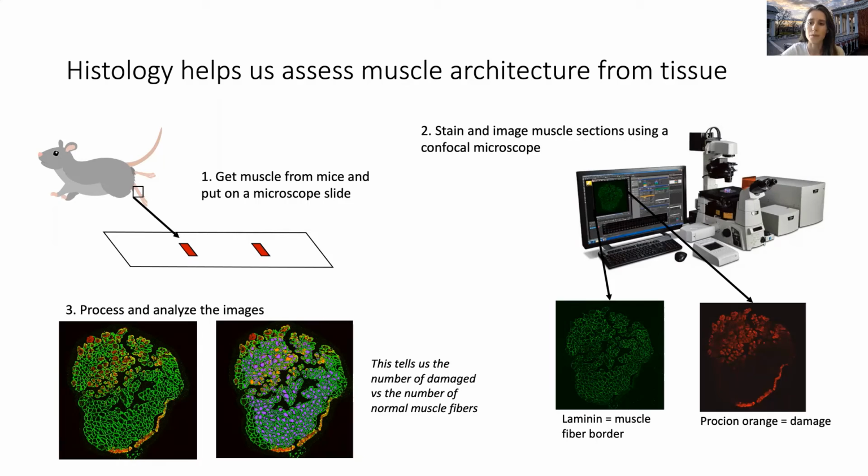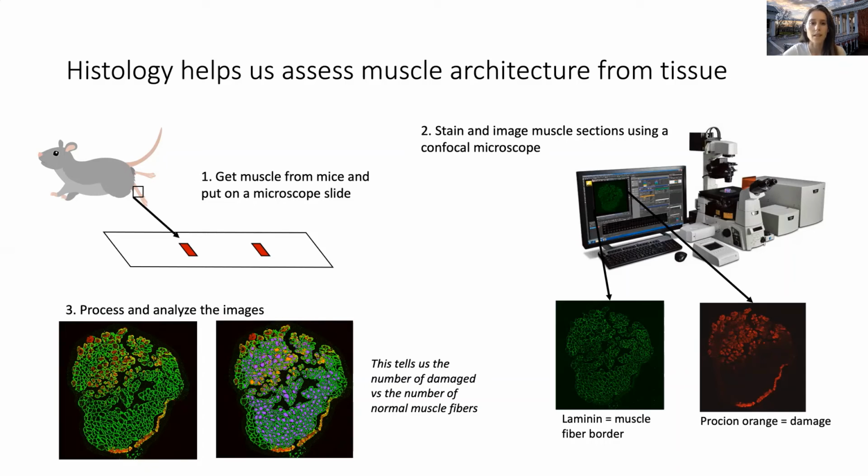So in this example, we'll look at mouse muscles, specifically the soleus, which is a muscle in your calf. So the first step is to harvest that muscle and cut it into very thin sections that we put on a microscope slide. So then second, we'll prepare the muscle for imaging on the microscope by staining our proteins of interest. So the staining process involves adding a fluorophore that will bind to the proteins we're interested in so that it can be visualized using a specific type of microscope called a confocal.